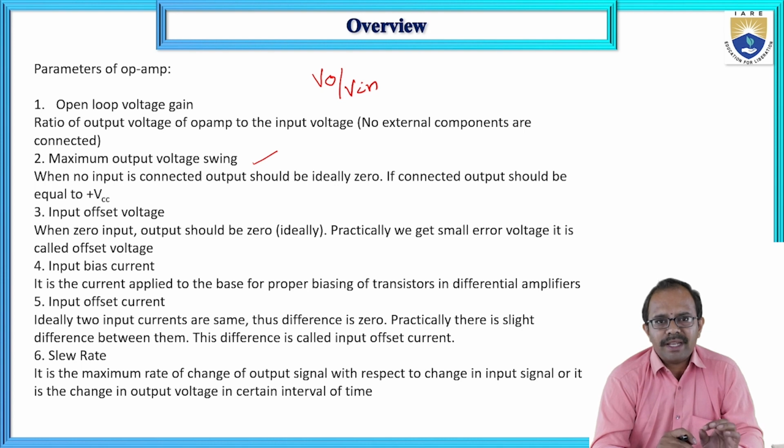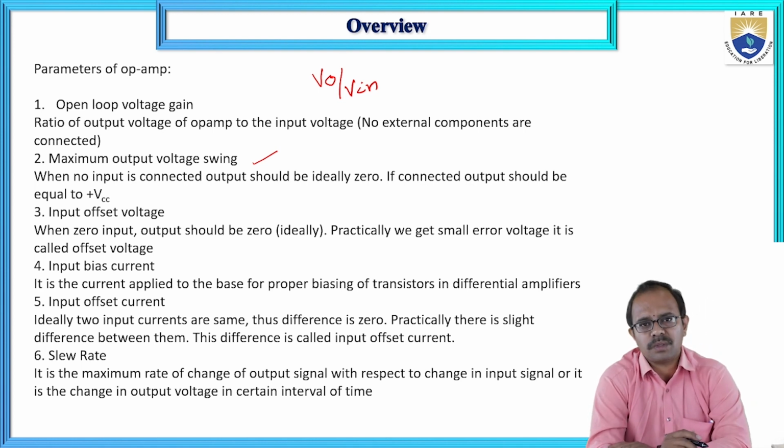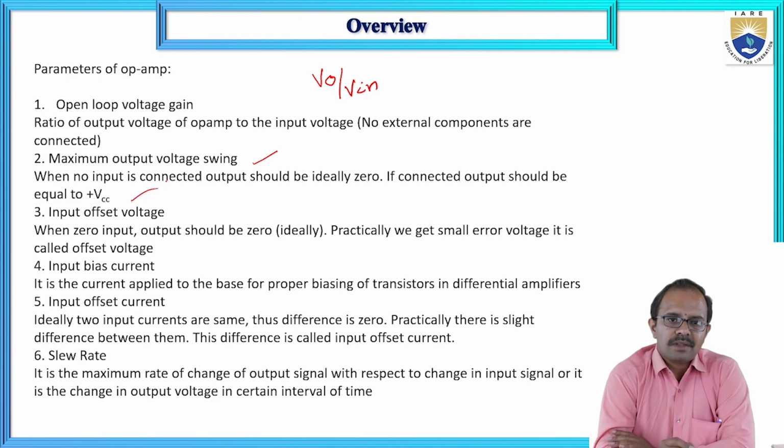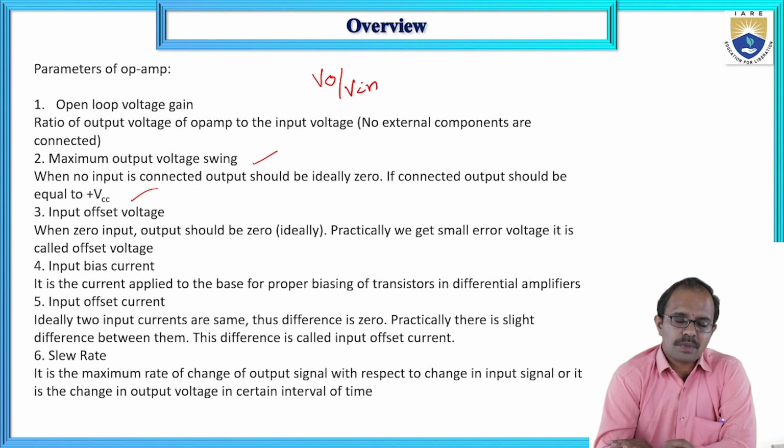If we provide input, the output is expected to have a swing. That is nothing but the maximum value of the output will be approximately equal to the VCC. Right, and next one is the input offset voltage. What is meant by the input offset voltage?